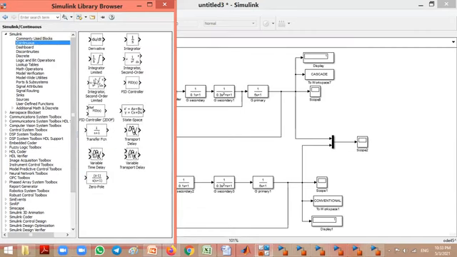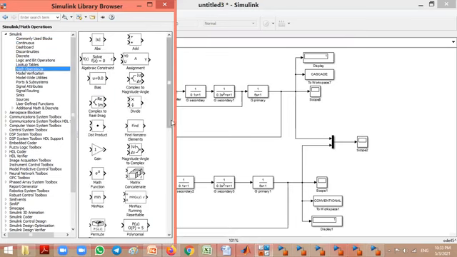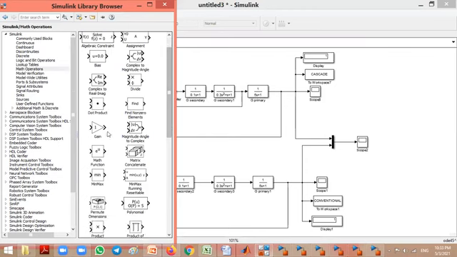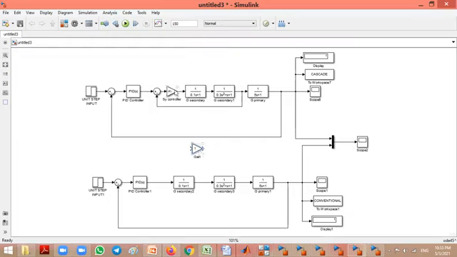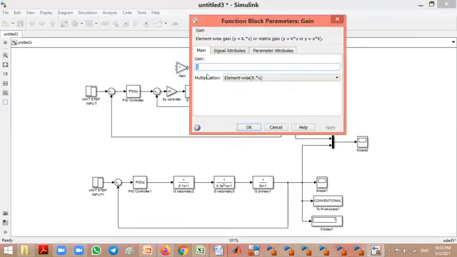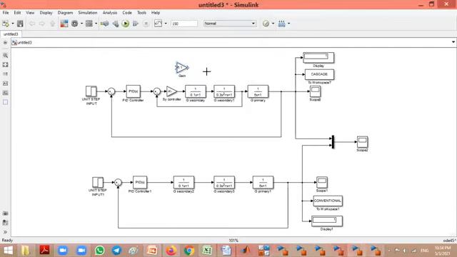The gain block you can see in continuous. If it is not available in continuous, go to math operation, where you can see the gain block. This gain block is used in the place of the secondary controller. Here you see it is 1, so here I type 6.83. It will come, or 6.1, like this, for example.